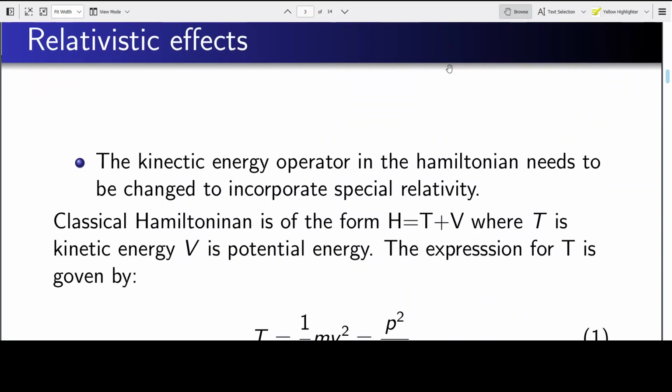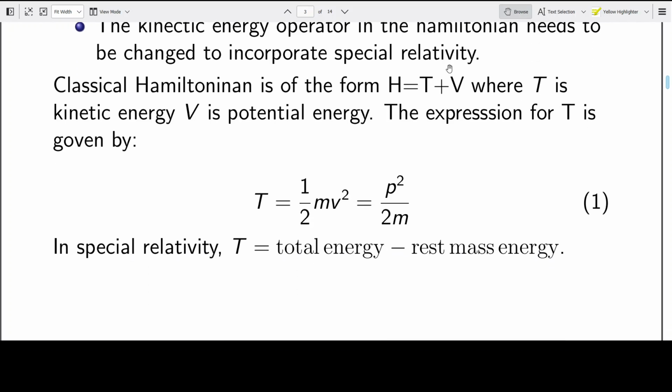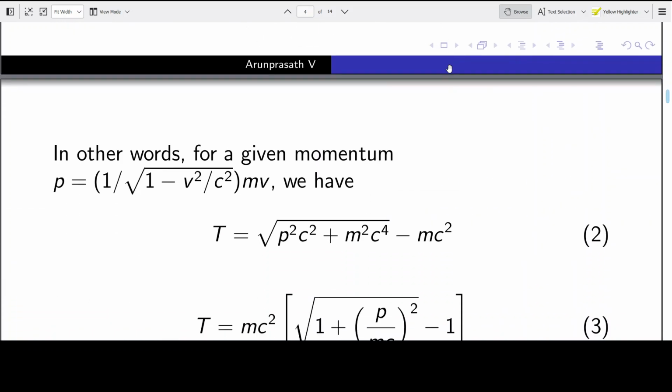First, we start with the relativistic effects. The kinetic energy operator in the Hamiltonian needs to be changed to incorporate special relativity. Classically, Hamiltonian is of the form T plus V, where T is the kinetic energy and V is the potential energy. In the non-relativistic case, T is p squared by 2m, but in the special relativistic case, T is given by the total energy minus the rest mass energy.